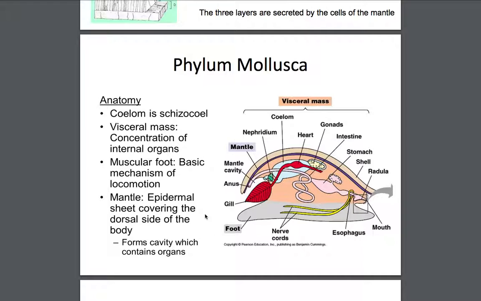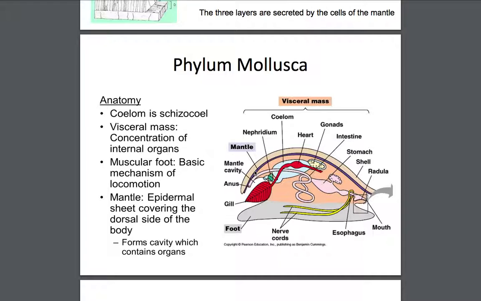On the dorsal side is the mantle. This is the mantle just beneath the shell. The mantle is what secretes the shell, so it's like an epidermal layer that has the ability to secrete calcium carbonate. And that calcium carbonate gets laid into a matrix on a cellular level that forms the shell.